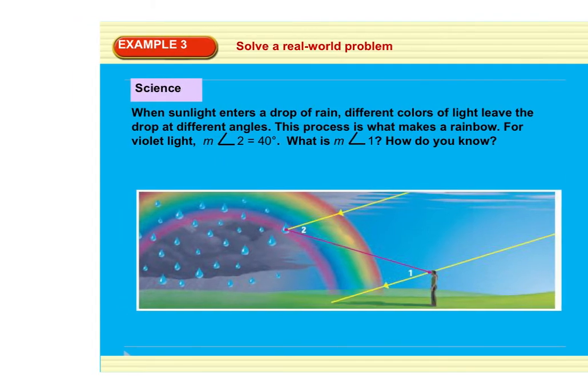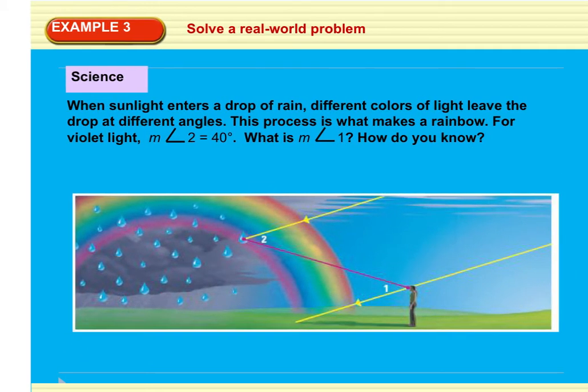Okay, so again, a real world problem. When sunlight enters a drop of rain, different colors of light leave the drop at different angles. This process is what makes a rainbow. For violet light, the measure of angle 2 equals 40 degrees, okay? So what is the measure of angle 1, and how do you know?